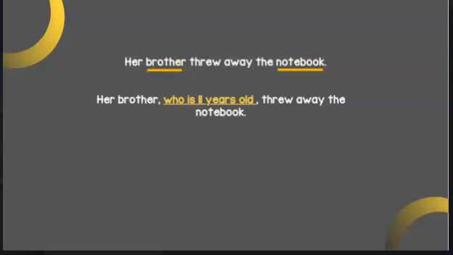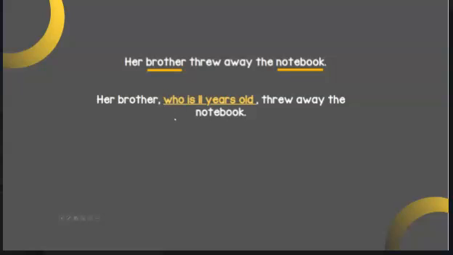A relative clause here is being used as a subordinate clause. It can't stand alone as a sentence. You can't put a capital letter and a full stop after who is 11 years old. It doesn't make sense on its own, so it's a type of subordinate clause. You can see, who is 11 years old, you've got the relative pronoun. Remember, relative clauses always begin with a relative pronoun.